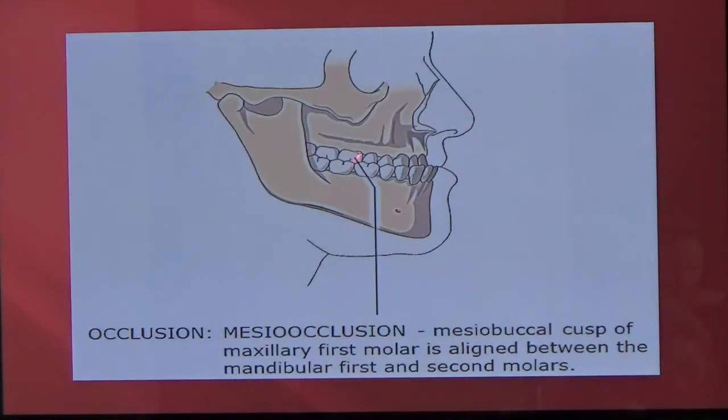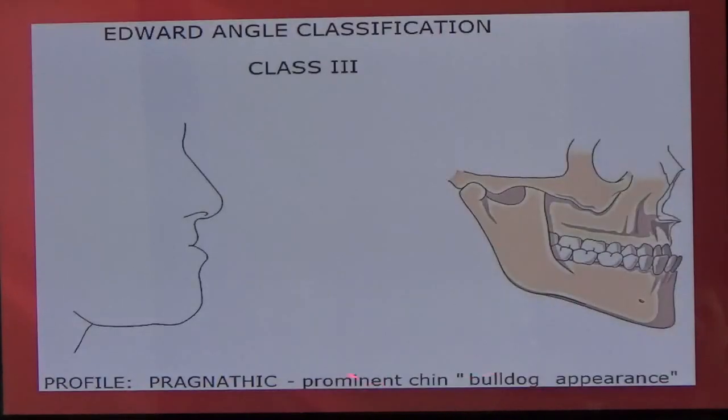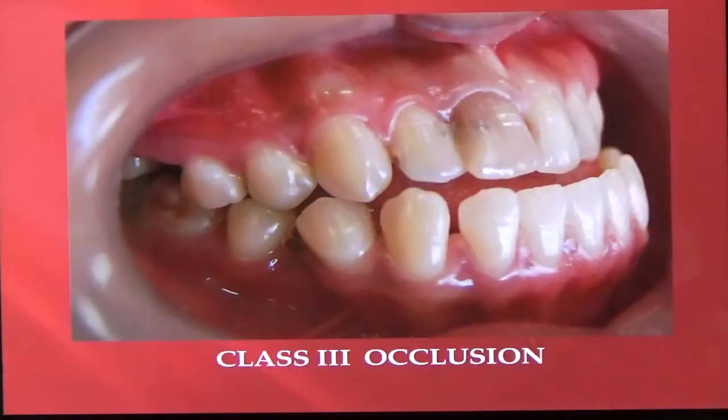So here it is, the mesiobuccal cusp, instead of being here where it's class 1, or here where it's class 2, it's back here where it's class 3. And most of these guys, I mean, the lower jaw is on the outside of the upper jaw. Okay, so you've got an underbite. Okay, you've got this kind of a profile, and that's kind of what it looks like, skeletal.